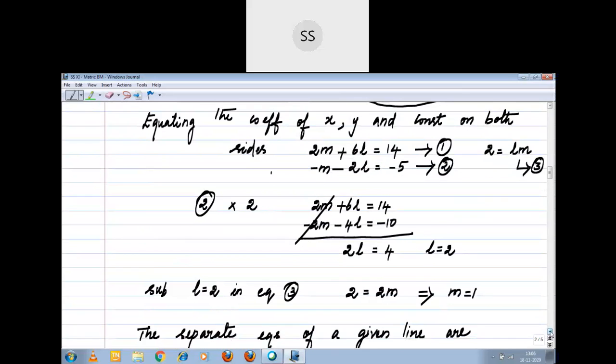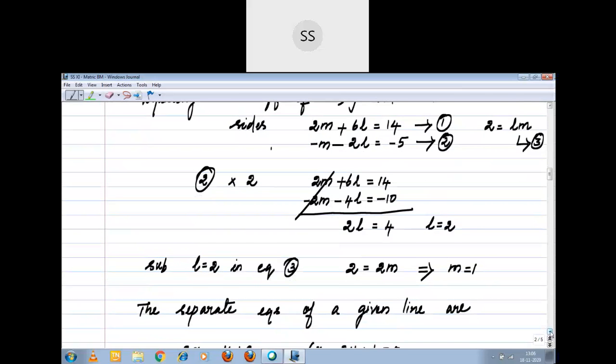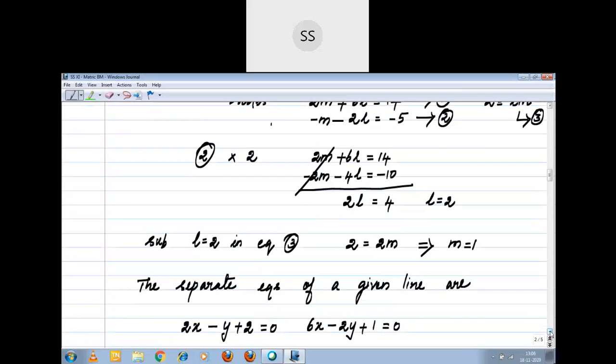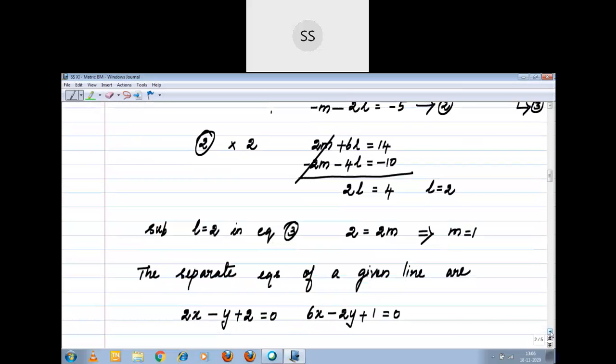Once you arrive at L = 2, you have to substitute in either 1, 2 or 3. If you substitute in 3, it is easy. So I got the value M = 1. Then finally the result, the separate equations of the given lines are 2x − y + L, so L should be replaced by 2, and 6x − 2y + M, M should be replaced by 1.